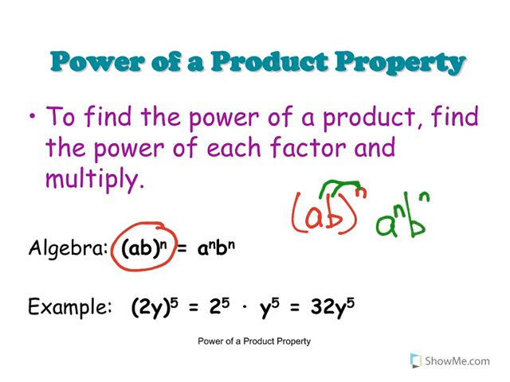And the same is true with numbers, right? We have (2y) to the 5th. So what did we do? We did 2 to the 5th times y to the 5th. And we can evaluate 2 to the 5th, which is 32, and y to the 5th stays as is.